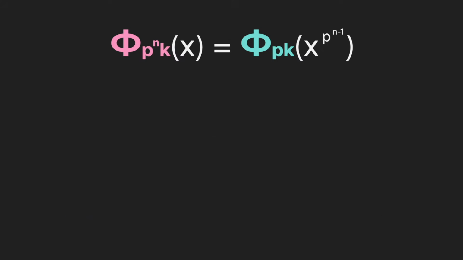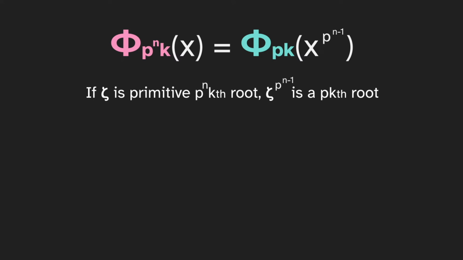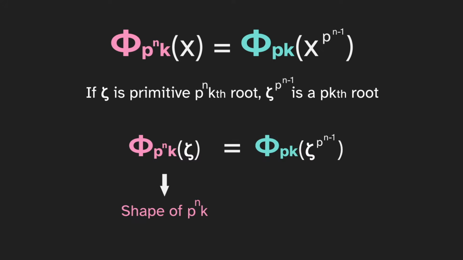Okay, so this is our first fact. The second is that if zeta is a primitive p to the nkth root, then zeta to the p to the n minus 1 is a pkth root. This is the expression by which we get the shape of p to the nk, but by the first fact above, that's equivalent to taking this expression. But by the second fact, zeta to the p to the n minus 1 is a pkth root, so this is also the method by which we get the shape of pk, so these shapes are equivalent.